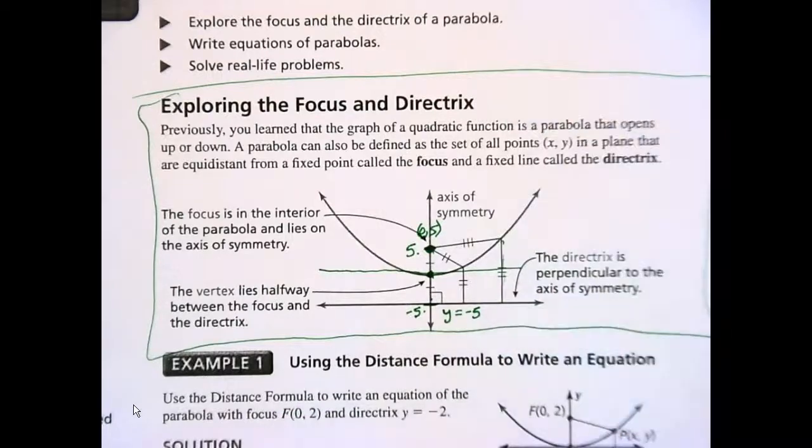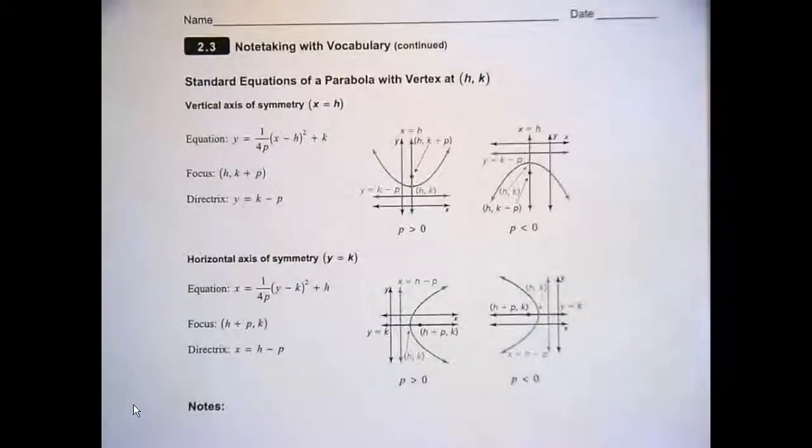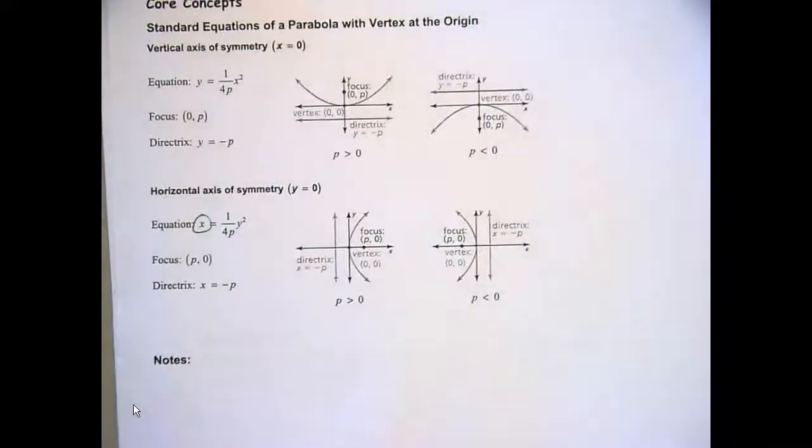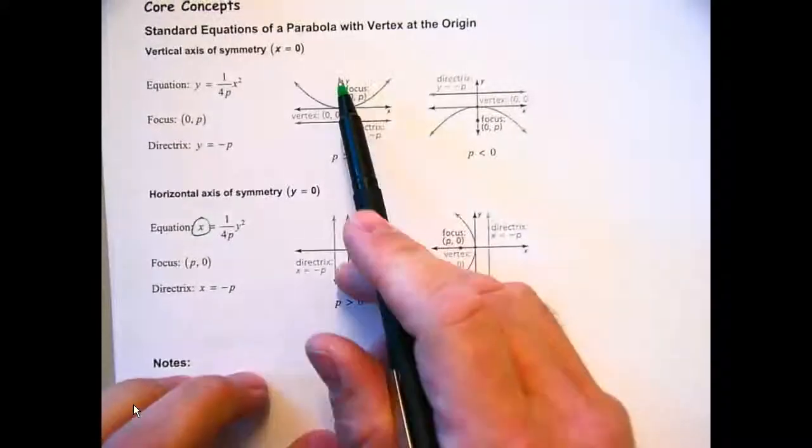Okay? All right. Now, what I think is extremely confusing, if you're brand new to this, is this page. This is your note page. Okay, actually, that's the second part of it. This is the first part of your note page. This is page 35, 36 of your student journal. The vertical axis of symmetry, x equals 0. Okay, so we know this axis of symmetry.